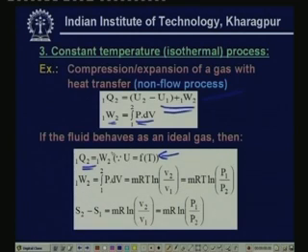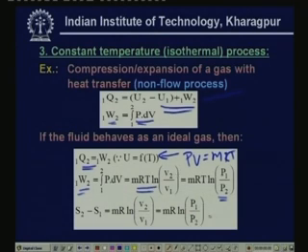And if you are assuming the gas to be ideal, you can replace P using this equation, PV is mRT. Replace P by mRT by V and perform the integration, so you get this equation. And you can also write the work transfer in terms of the pressures. So these equations are for the work transfer and heat transfer of an ideal fluid undergoing an isothermal non-flow process. And how do we find the entropy change?